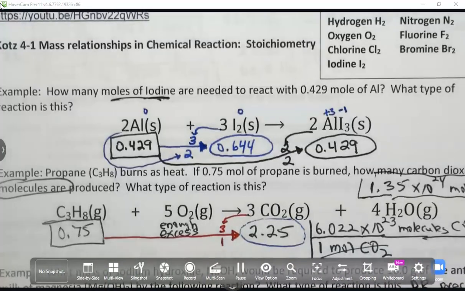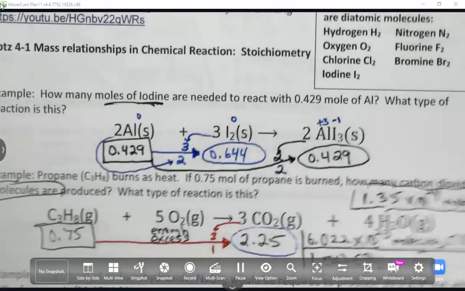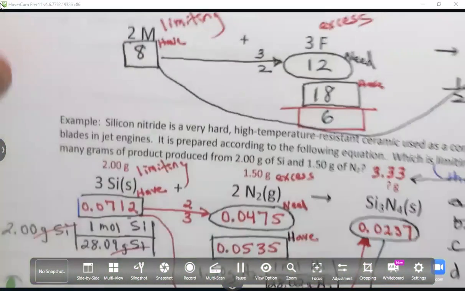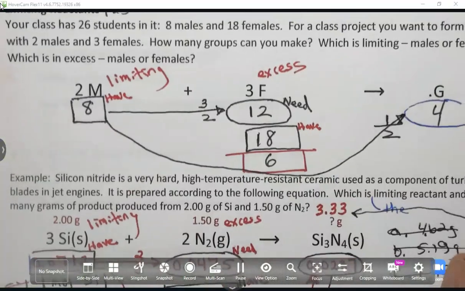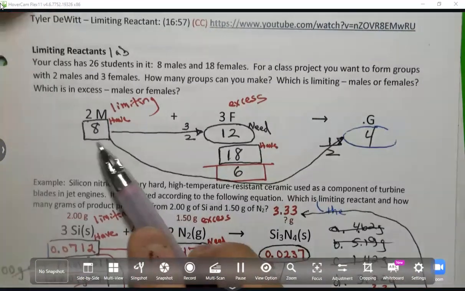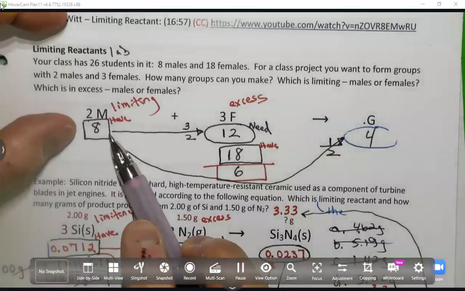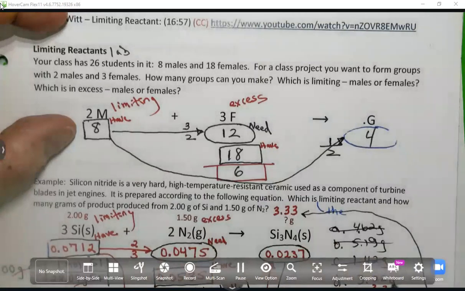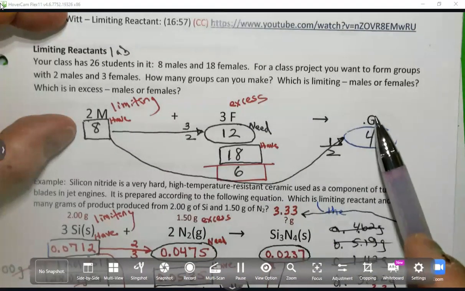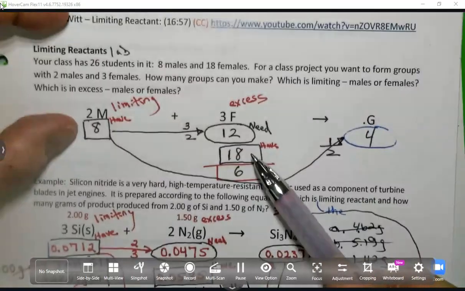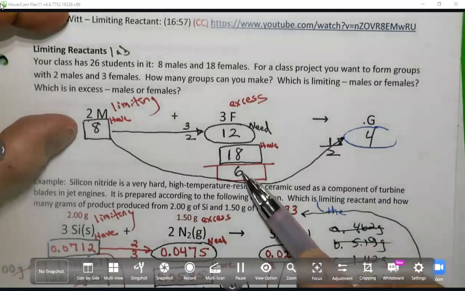Okay, so let's do that. So in our learning guide, this is where we left off. We did this example of limiting. And again, this is the lab coming up next week, where we said we had 8 males. We needed 12 females to use up the 8 males. If that was the case, everybody would have been in a group. But we didn't have 12 females, we had 18. So we had excess females.